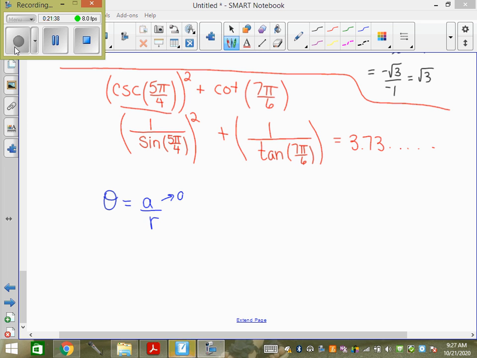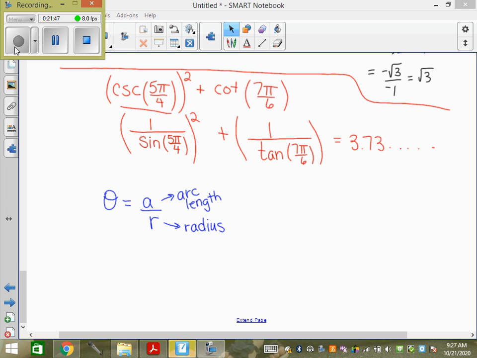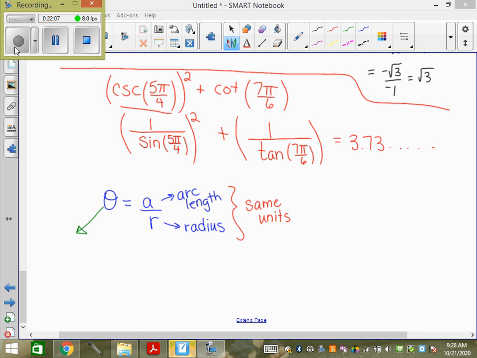And you have to remember this is arc length. This is radius. These have to be in the same what? Same units. They don't have to be in centimeters, most often I'm noticing them not, but just note they do have to be in the same units. And this theta, this is the big thing. This theta has to be in what? Radians.